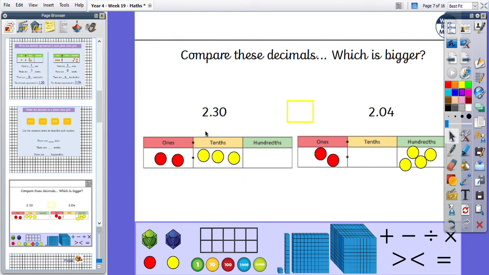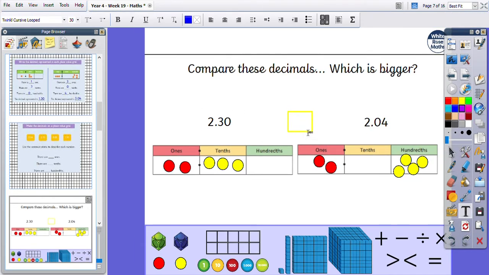So we've got 3 tenths in this number and 0 tenths in this number. So this one must be the bigger number because it has 3 tenths and this one doesn't have any. Okay, so if we go into our hundredths as well, you can see that the number to our right has got 4 hundredths and this one's got none. But that doesn't matter because tenths are bigger than hundredths. You would rather have 3/10 of a piece of cake rather than 4 hundredths of a piece of cake. Okay, so the 2.30 is bigger. So we would use this crocodile to show that 2.30 is bigger.